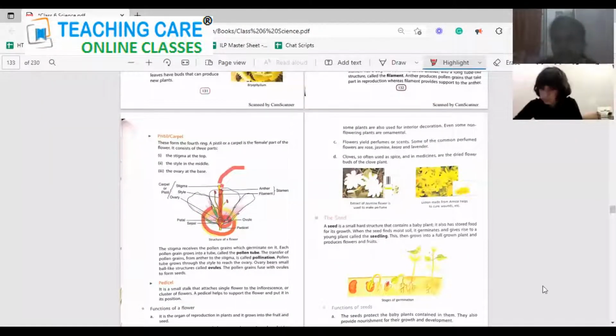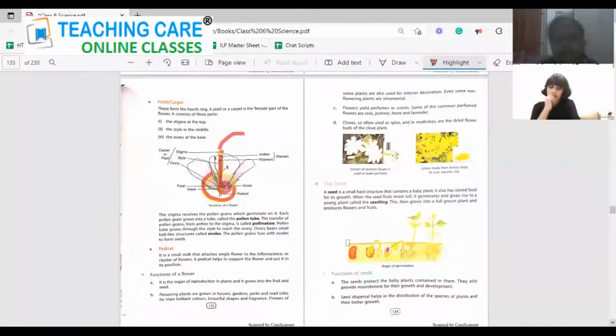Now is the pedicel. The pedicel is a small stalk. This is the last end part of the flower. It supports the flower to the plant, putting it in a proper position. Okay, the functions of the flower, I'll summarize it for you.